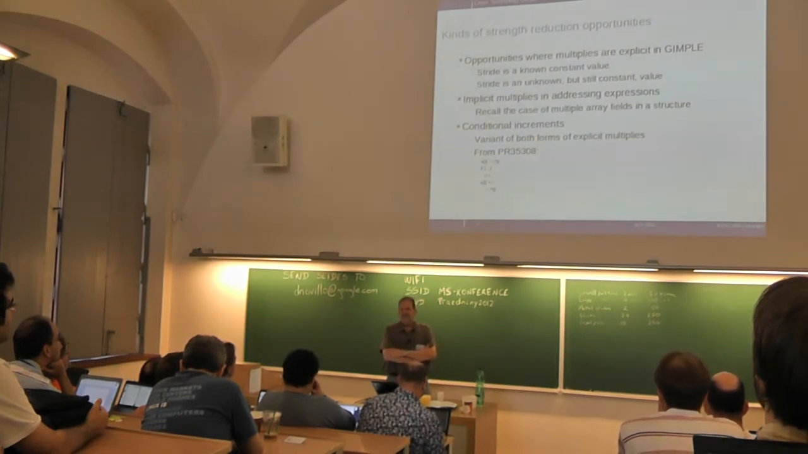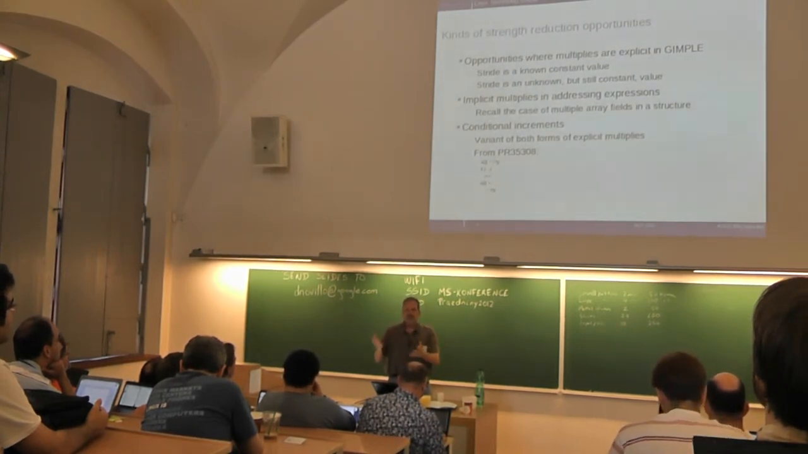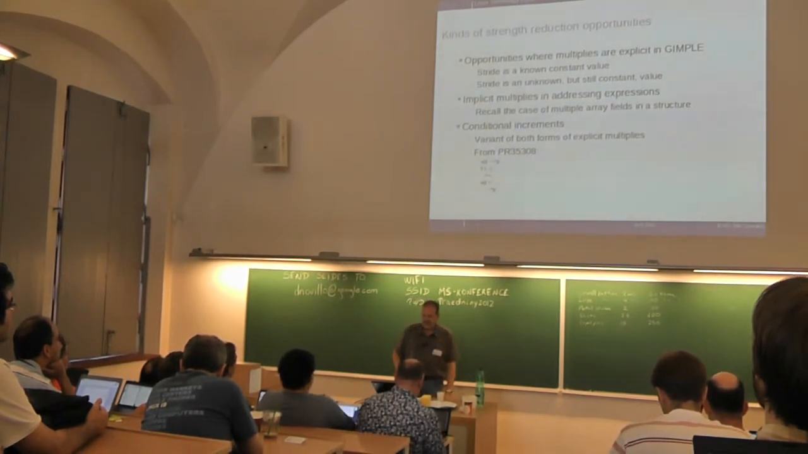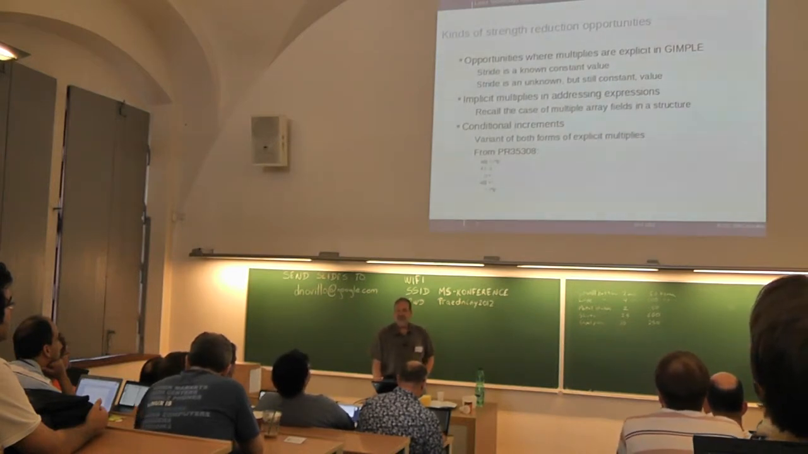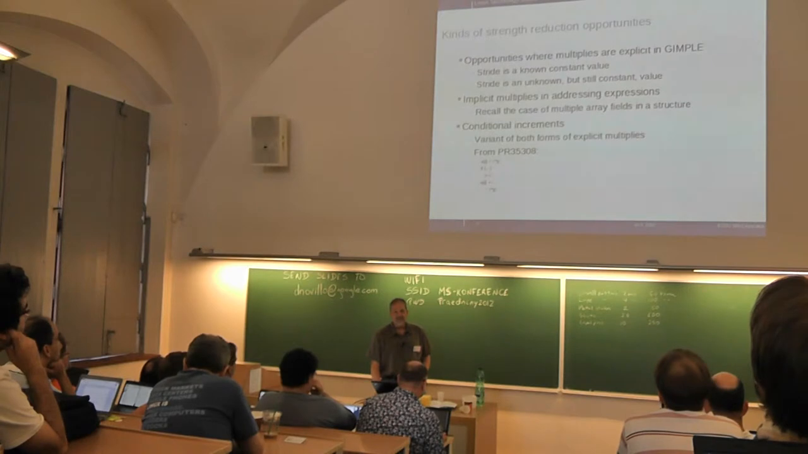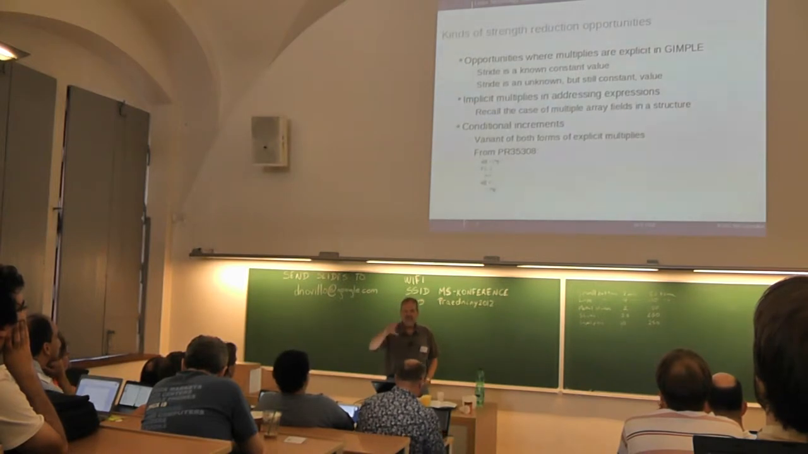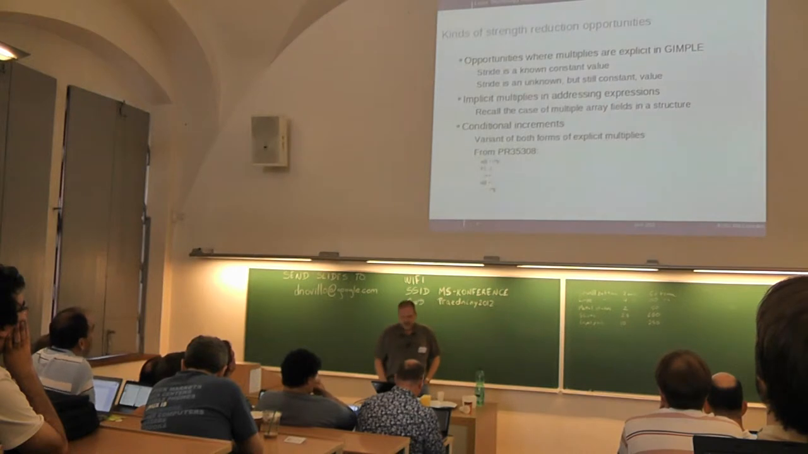In some of the opportunities, the multiplies are explicitly called out in the manual. So you can see, you just got X times Y there, and that's the one you're trying to get rid of. A subclass of that is when you have the stride being a known constant, or the stride is an unknown constant value. It still stays the same in all these different candidates, but you don't know what it is. Okay, so different approaches need to be used for those two cases.